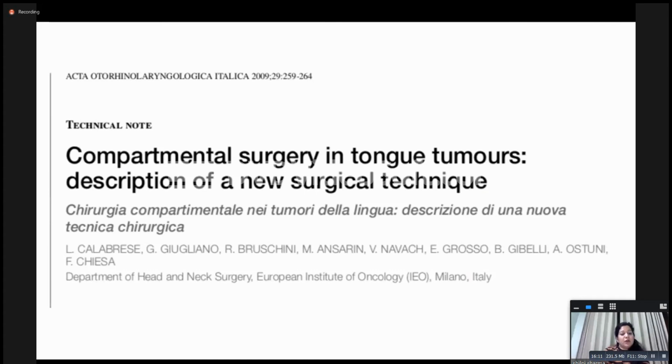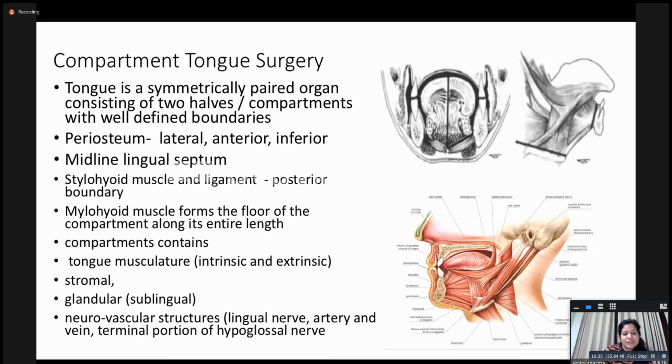Now, compartmental surgery in tongue cancer is another important area, an interesting concept, and we must be familiar with this. This concept was first proposed in 2009 by an Italian group. What they hypothesized is that the tongue is actually not one organ, it's a symmetrically paired organ with two halves, and each half works as a compartment. So this is the right side compartment, and the left side compartment. And it has specific boundaries.